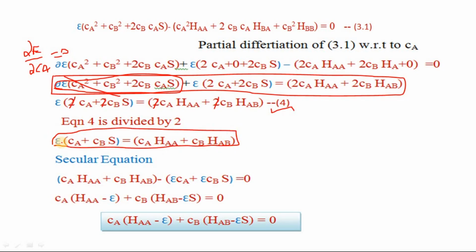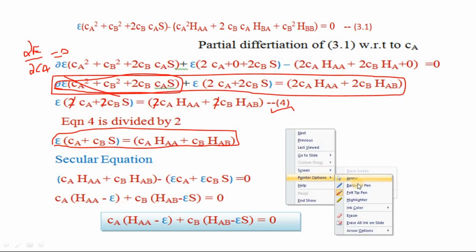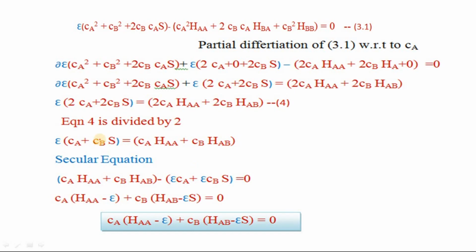Now we rearrange this equation. How do we rearrange this equation? We rearrange it by simply taking the LHS to the RHS side and making it 0. That is how CAHAA, CBHBB becomes minus of ECA, CBS and 0, because I multiplied E script to CA and E script to CBS.